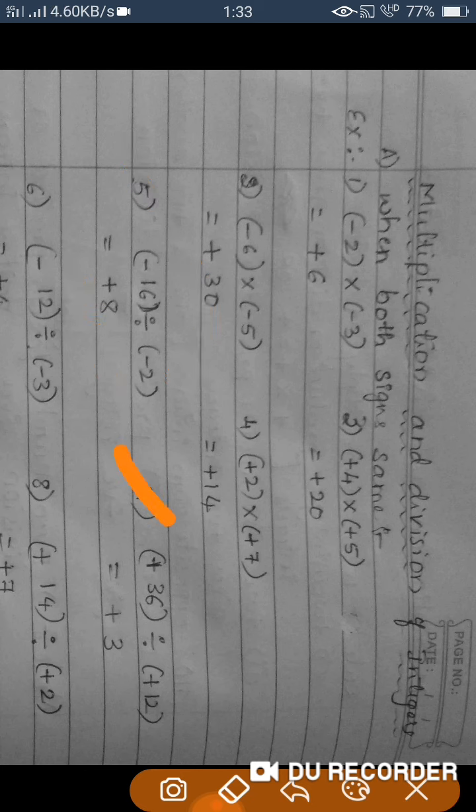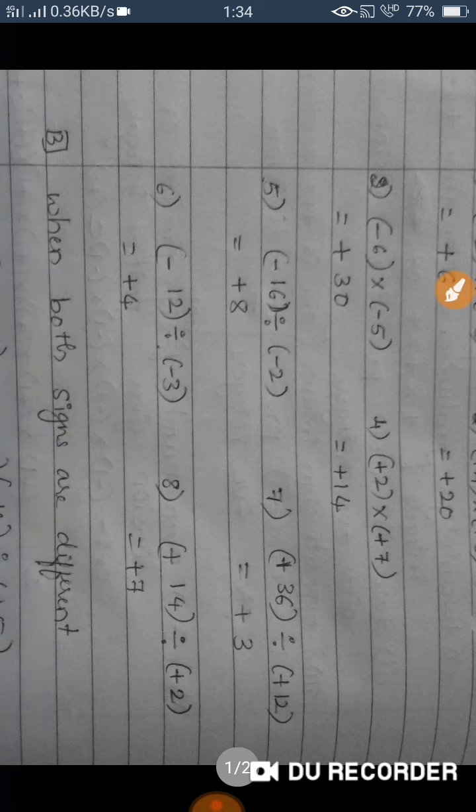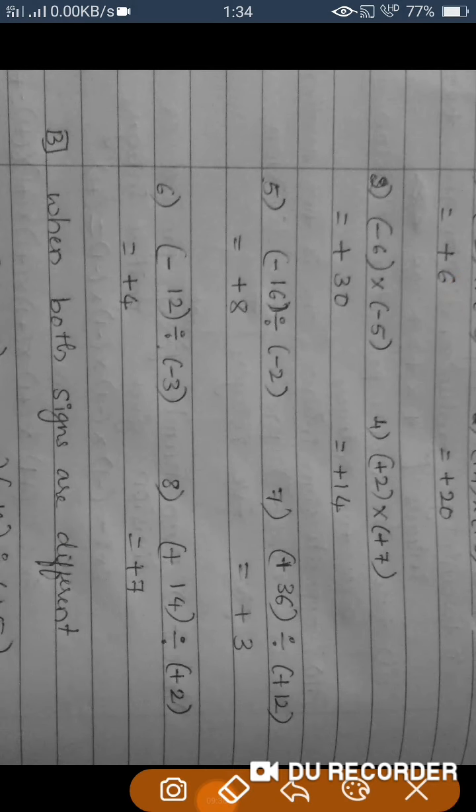Next, seventh one, 36... Sorry, I should go for the sixth one first. So sixth one is -12 divided by -3. Division in between. So 12 divided by 3 is 4. Both signs are negative. Both signs are same. That's why it is positive.